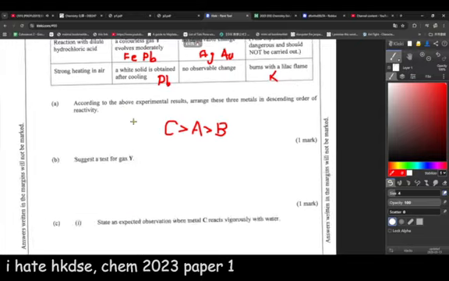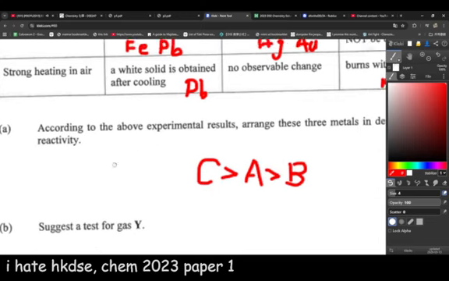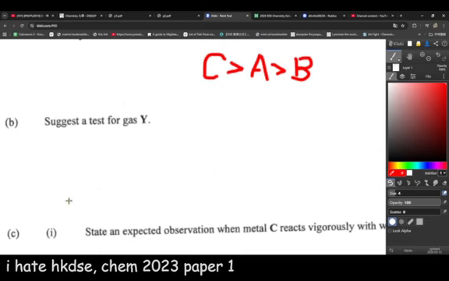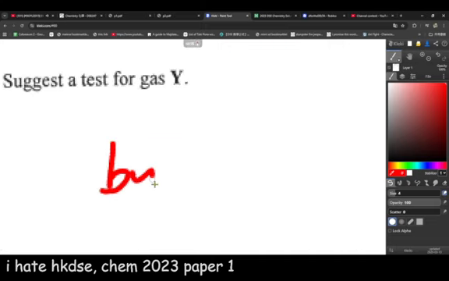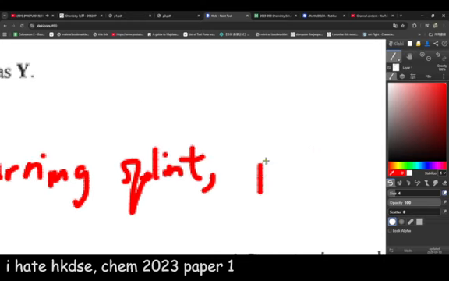Suggested test with gas Y. Metals are a base, and if you put them with acid, they give us salt and water. Well, not water. It gives hydrogen gas, and that's what gas Y is. It's hydrogen gas. Burning splint. That's the answer. Burning splint. Pop sound.